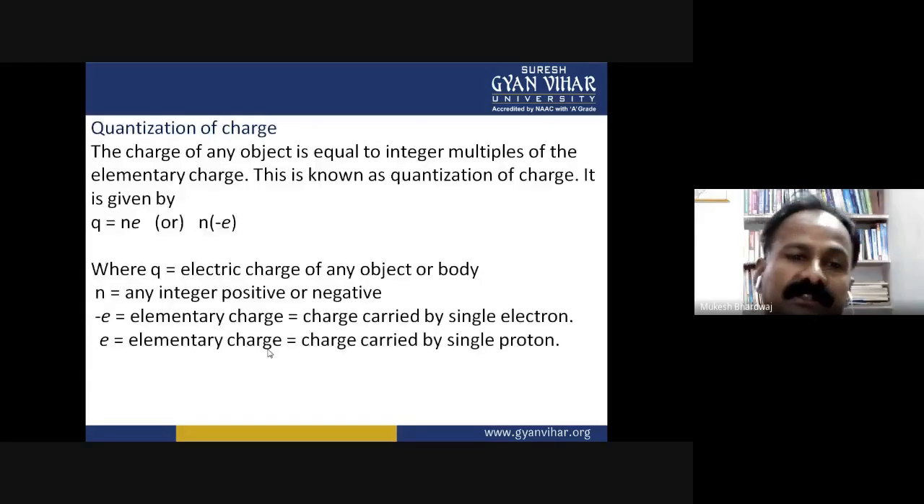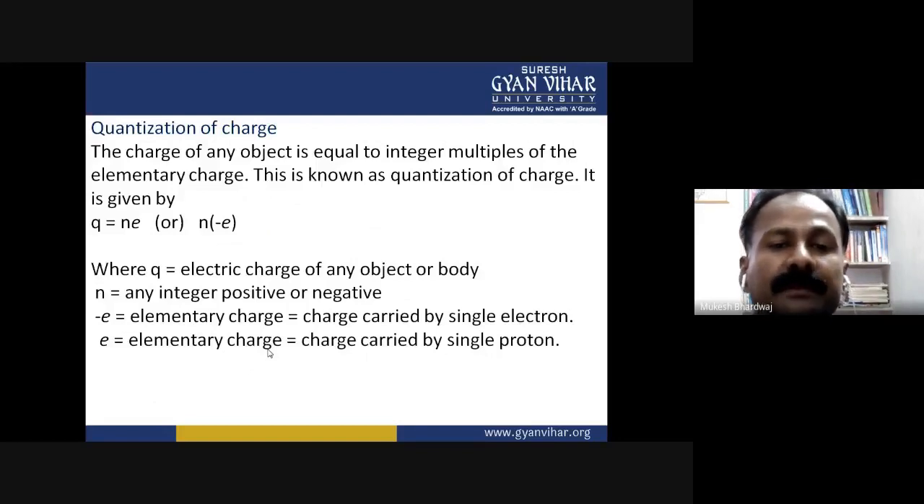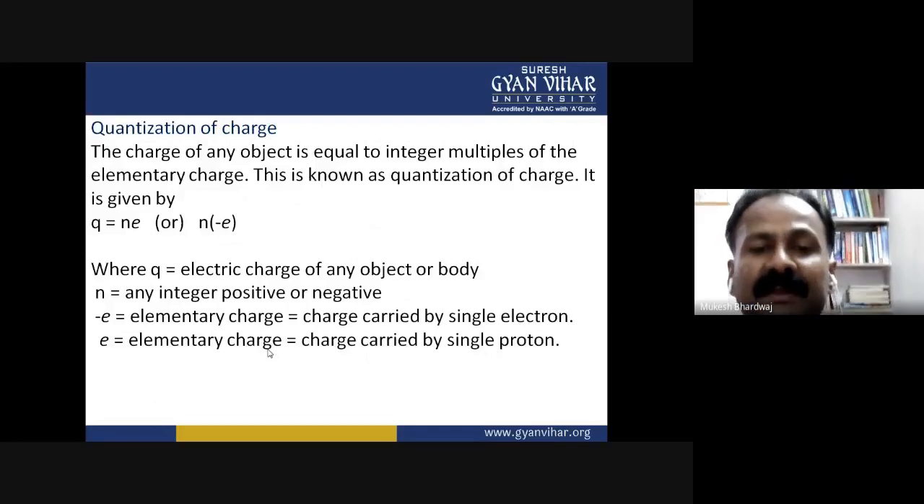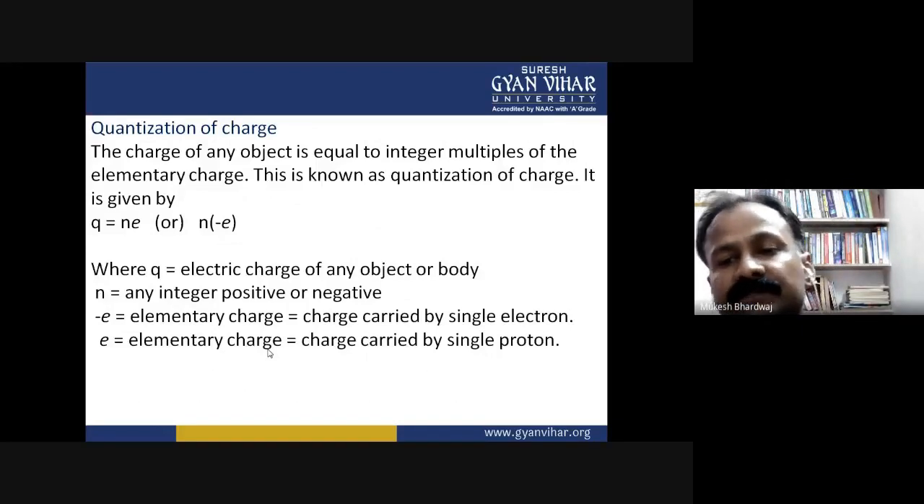Known as the quantization of charge, it is given by Q equals Ne. During Benjamin Franklin's time, the electric charge was considered to be a continuous fluid.